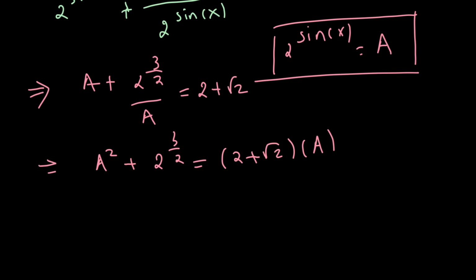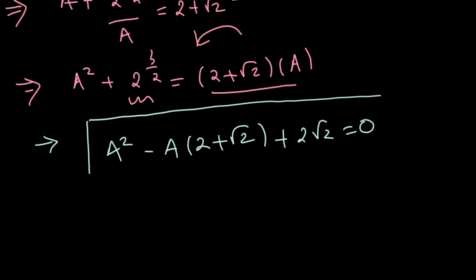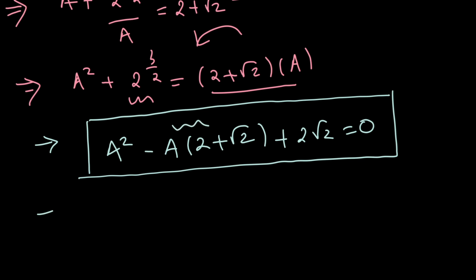Now let us rewrite this equation by doing this particular change and shifting this term from that side to this side. Therefore this equation will now look like a square minus a times 2 plus square root of 2, plus 2 square root of 2 equals 0. Okay, so now we have this quadratic equation, and to simplify this all you need to do is open this particular bracket. So when you do so, this equation will look like a square minus 2 times a minus square root of 2 times a plus the remaining term as it is, that is 2 square root of 2 equals 0.